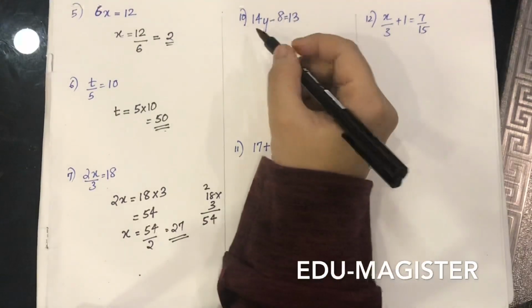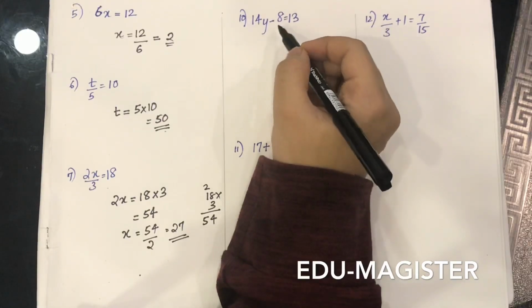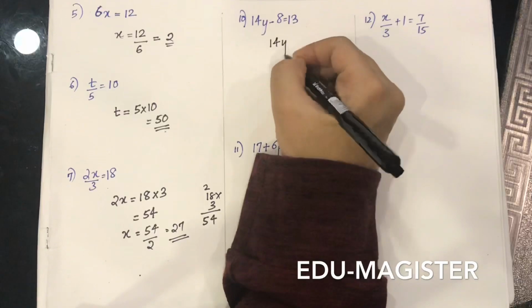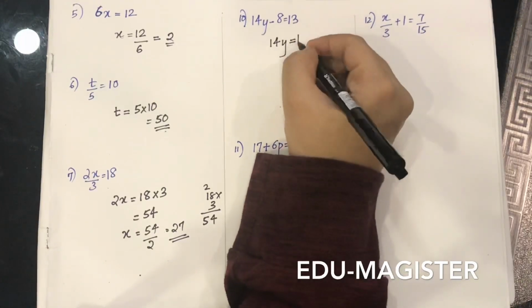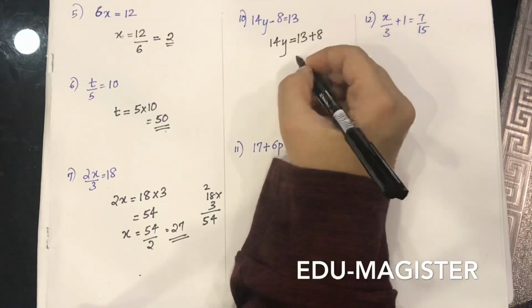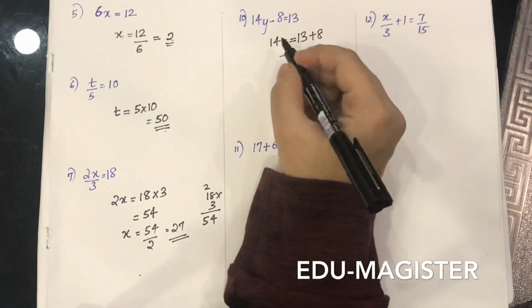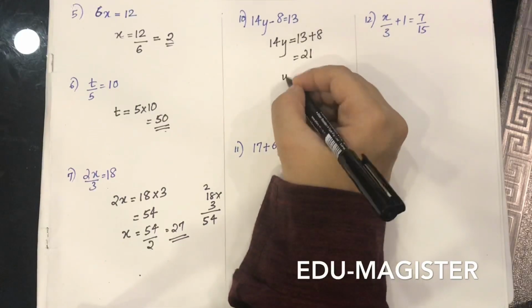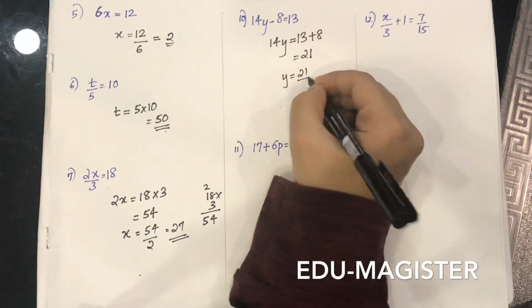Now, question number 10. 14y minus 8 is equal to 13. So 14y is equal to 13. Since it is minus, it becomes plus 8, which is 21. So 14y is equal to 21. Now 14 is multiplication here. So when you take it to the other side, it becomes division.